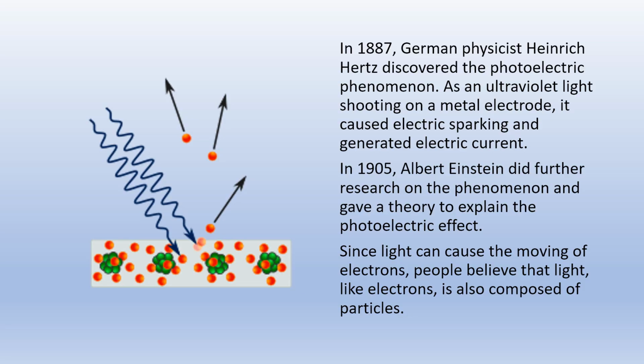In 1887, German physicist Heinrich Hertz discovered the photoelectric phenomenon. An ultraviolet light shooting on a metal electrode caused electric sparking and generated electric current. In 1905, Albert Einstein did further research on the phenomenon and gave a theory to explain the photoelectric effect. Since light can cause the moving of electrons, people believed that light, like electrons, is also composed of particles.